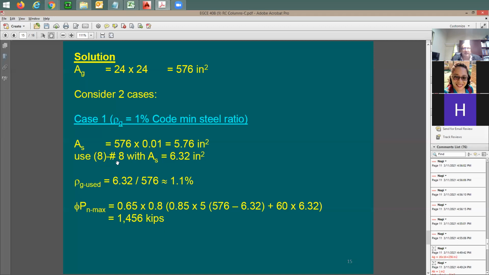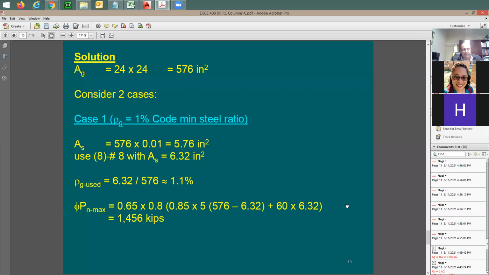So I'm going to start here with 8 number 8. 8 number 8 still gives me 6.32. Divide this by the cross section area, and I'm going to be at 1.1%. So I can't really get to 1% exactly, because of the rebar size and the number of rebars that you need to use. So 1.1 is good. This is going to be the closest to 1%. I'm going to say this is the minimum I can put in terms of rebars.